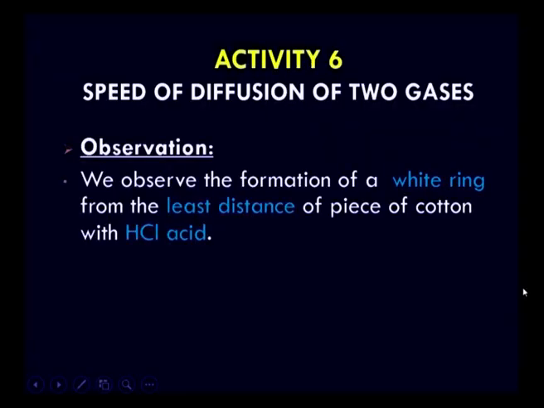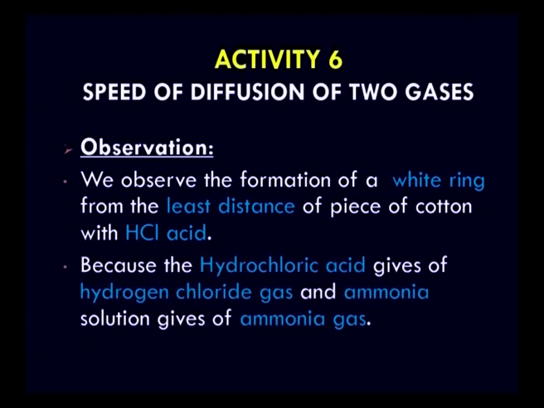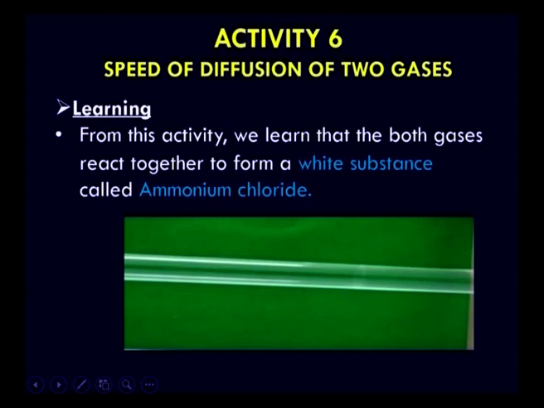Observation. We observe the formation of a white ring at the least distance of the piece of cotton with HCl acid, because hydrochloric acid gives off hydrogen chloride gas and ammonia solution gives off ammonia gas. Children, observe the white ring. Learning. From this activity, we learn that both gases react together to form a white substance called ammonium chloride.